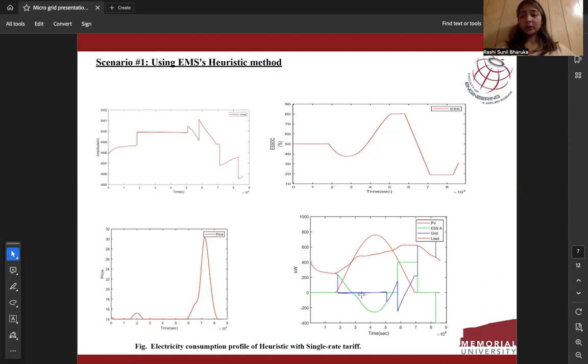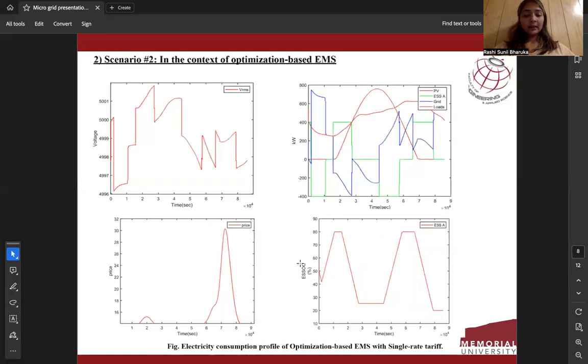So it is important to give the supply at the right time, matched with the voltage obtained at that time. If we observe the optimization-based technique, we can see that the VRMS is similar to the grid in this graph here.